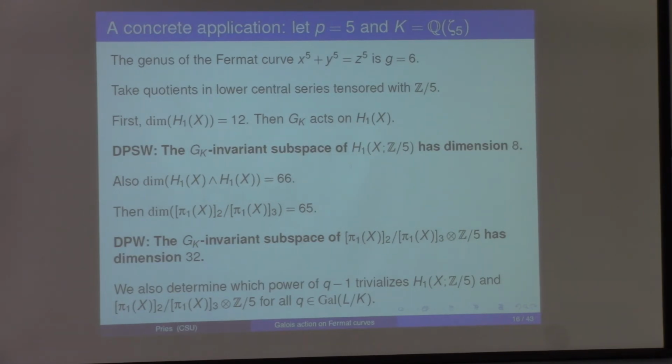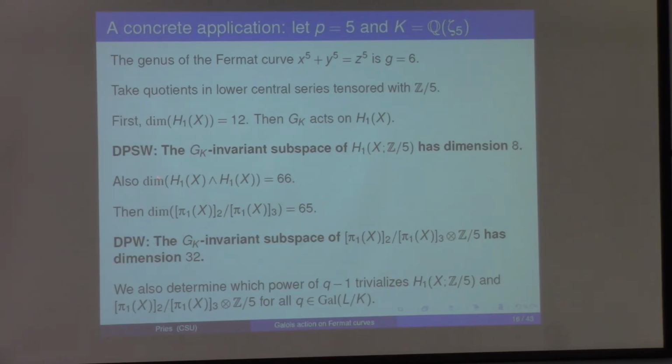Okay, so let's try to make this really concrete. So let's take p to be 5. So K is the degree 4 cyclotomic field. And here's the Fermat curve. It has genus 6. And so it turns out then that the H1 of X has dimension 12, and GK acts on that. And so one thing you can tell from these explicit formulas is you can compute what's the subspace of this which is invariant under GK. And it turns out that subspace has dimension 8. And so that is an example of our first theorem. And then in this situation, for the second theorem, we would look at this second quotient in the lower central series. It turns out its dimension is 65. And you can look then at the GK invariant subspace of this second quotient, and it turns out it has dimension 32.